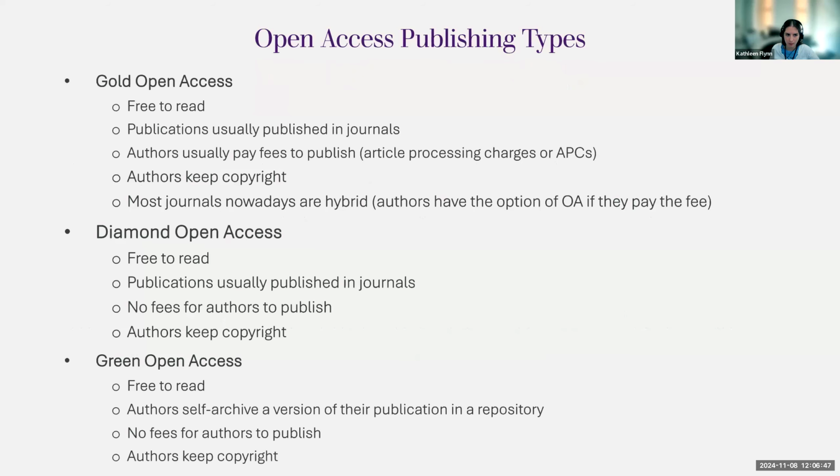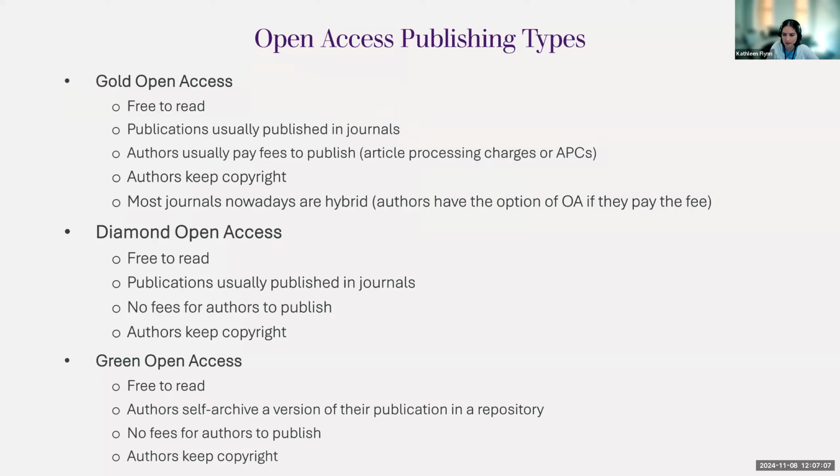You may hear about a few types of open access journals: gold, diamond, green, hybrid. In all of these, the publications are free to read, and free of most copyright restrictions. The differences are where the publications are published and if the authors need to pay to publish.